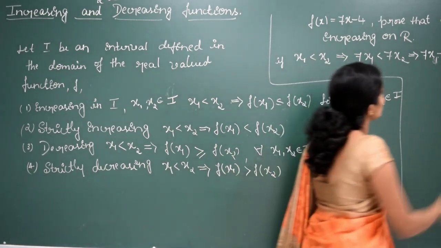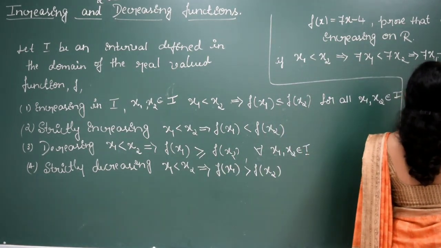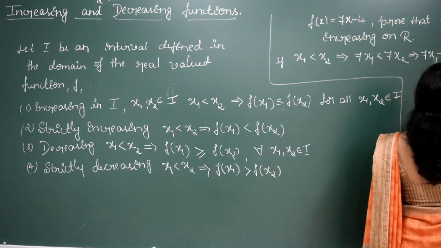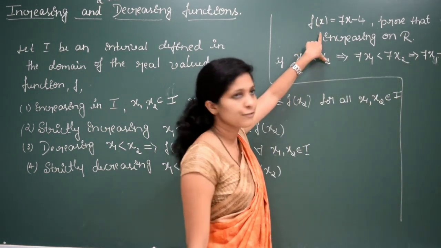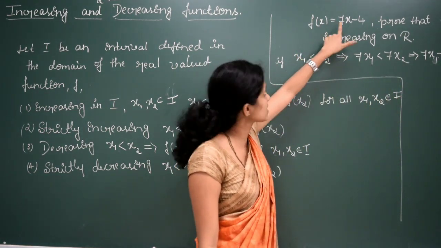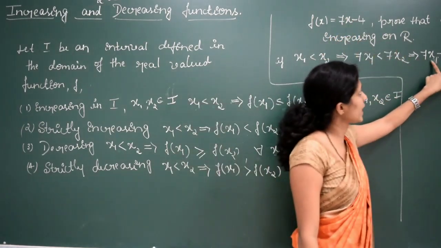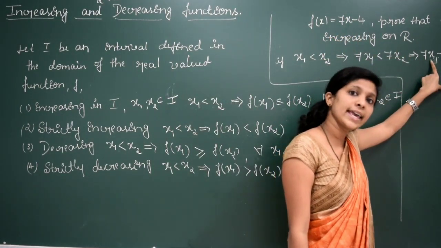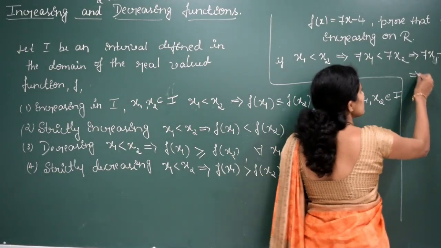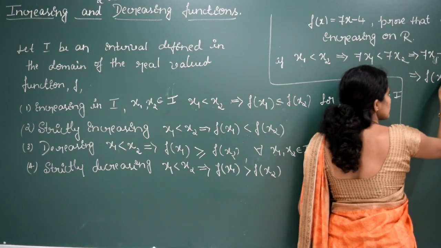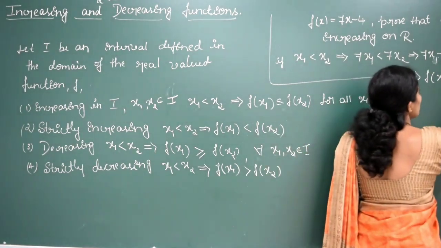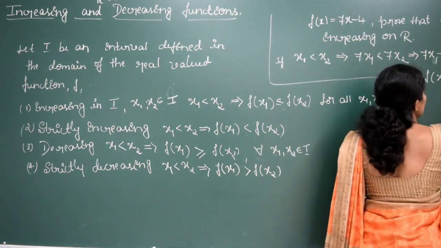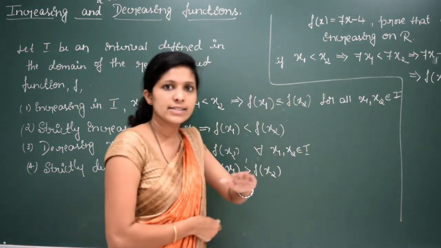7x1 minus 4 is less than 7x2 minus 4. 7x1 minus 4 will be f of x1, since f of x is 7x minus 4. In the place of x, we have considered x1. So obviously f of x1 is less than 7x2 minus 4, which is f of x2. Is it clear? So the function is increasing on R.